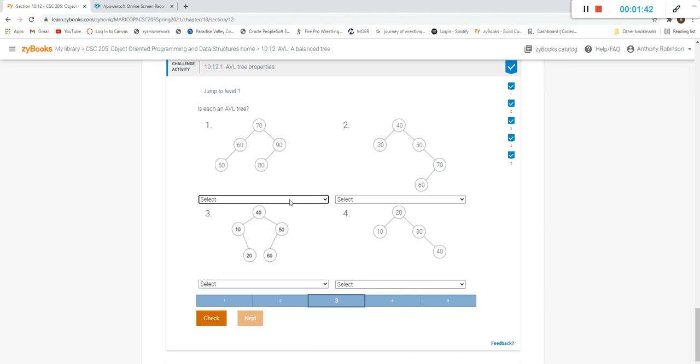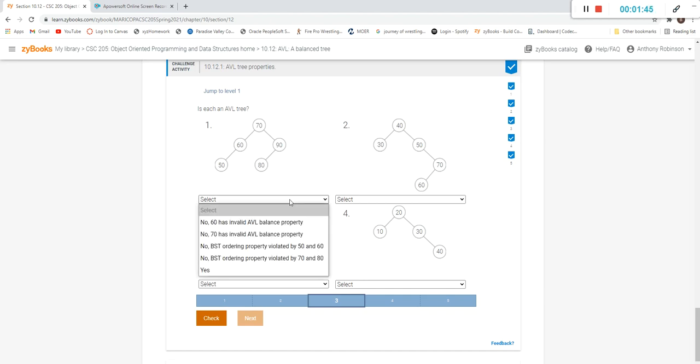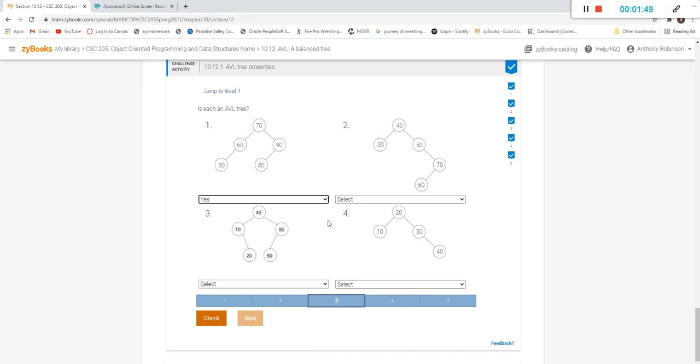So here we'll be checking out which ones are AVL trees. This first tree looks fine. I don't see any issues there. Looks like it's got all the ordering properties. Now this one, the ordering properties look correct. But it looks like 40 is going to have an invalid balance factor, because on the left its subtree is going to be 0, and on the right its subtree is going to be 2.